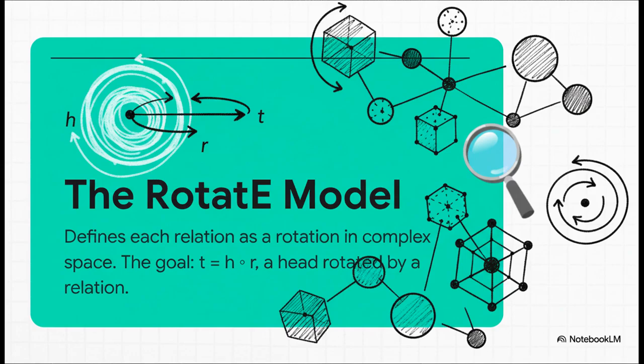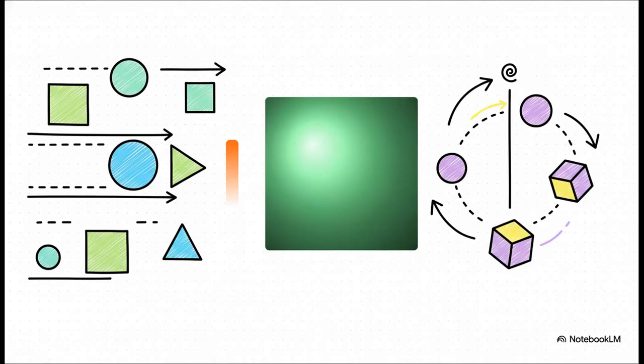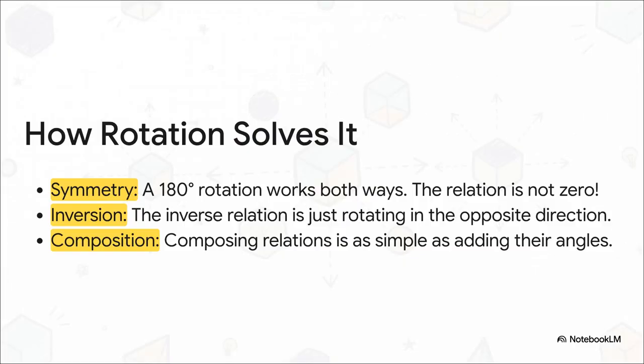So now, a relationship isn't a translation anymore, it's a rotation. The model says, take your head entity, H, and rotate it by the relation R, and you will land on your tail entity, T. And the difference in thinking is just massive. Look at this. On the left, that's TransE, just sliding points from A to B. But on the right, that's RotatE. We're now spinning things in a complex space. It's a much more dynamic, much more flexible way to represent these relationships. And check this out. This one simple change, from sliding to spinning, solves all of our old problems.